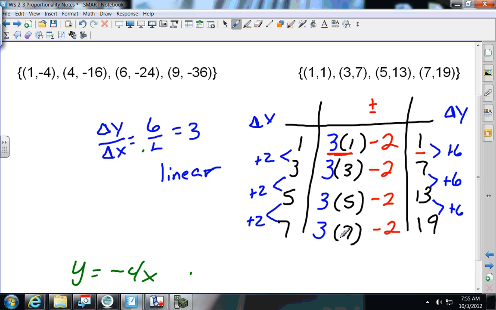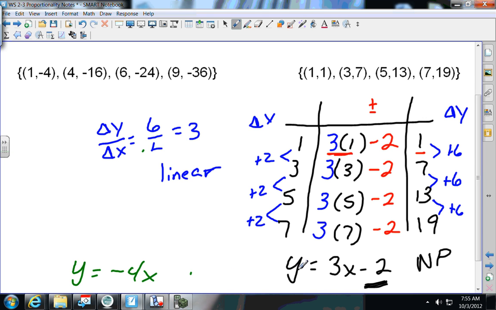Remember, for your first standard, you have to be able to do this table building right here and tell me the coefficient and the constant. Your equation, y equals 3x minus 2. Because there's the minus 2, it is not proportional. It's only proportional if it goes through 0, 0.